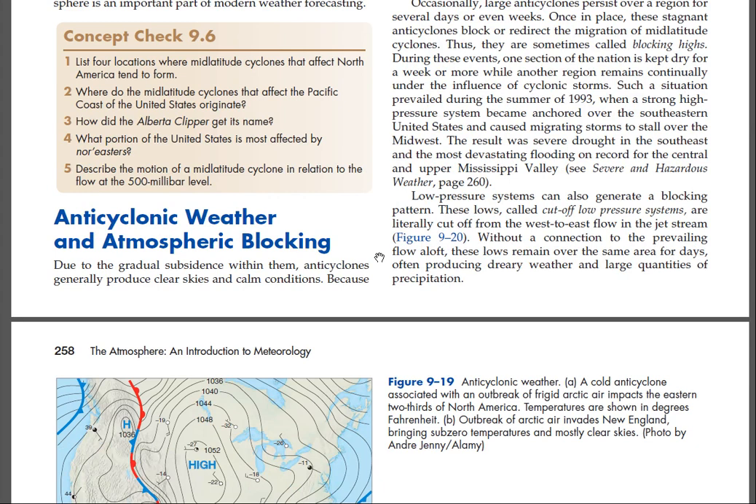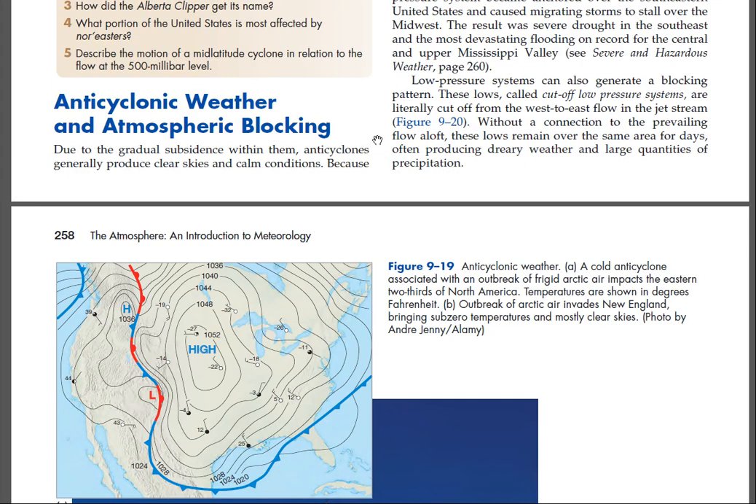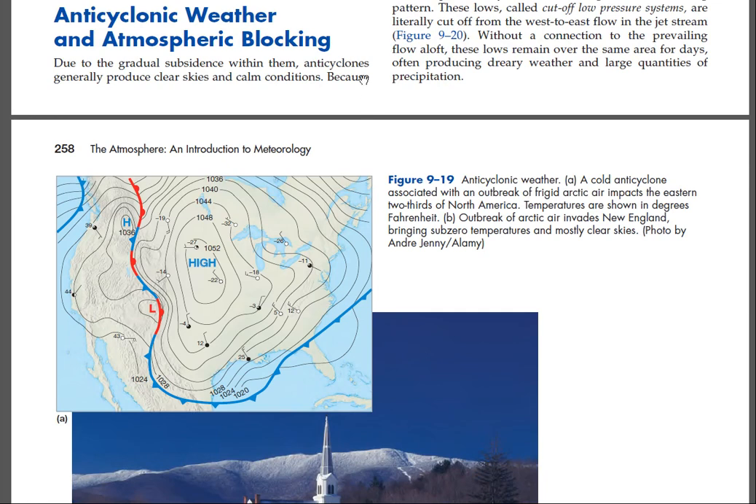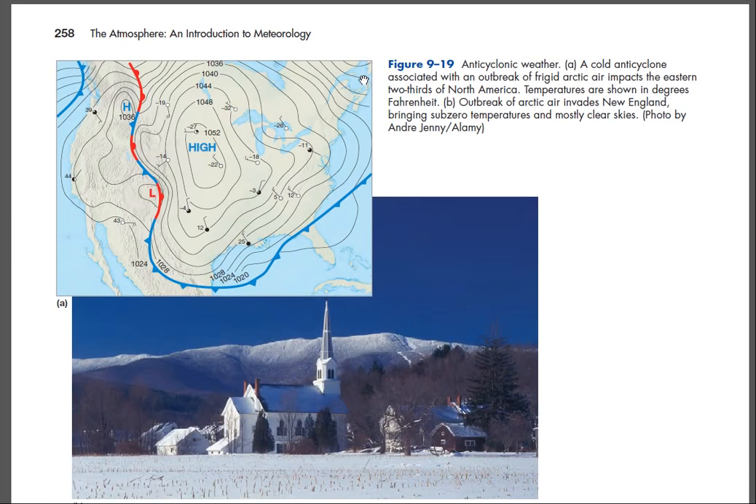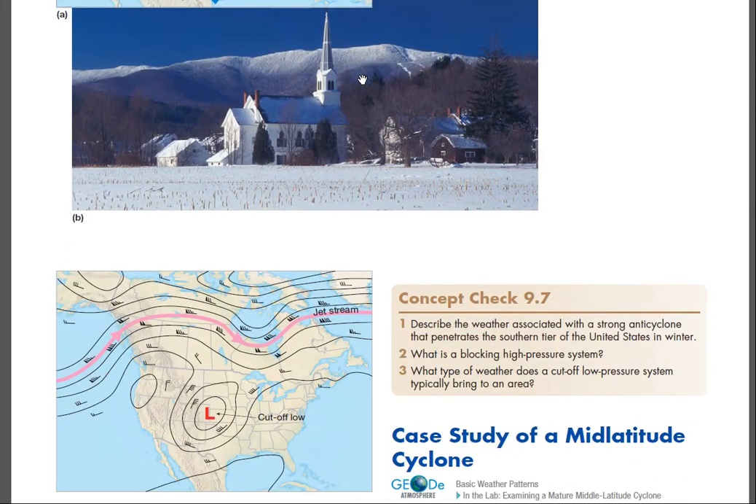Low-pressure systems can also generate a blocking pattern. These lows, called cut-off low-pressure systems, are literally cut off from the west to east flow in the jet stream, Figure 9.20. Without a connection to the prevailing flow aloft, these lows remain over the same area for days, often producing dreary weather and large quantities of precipitation.